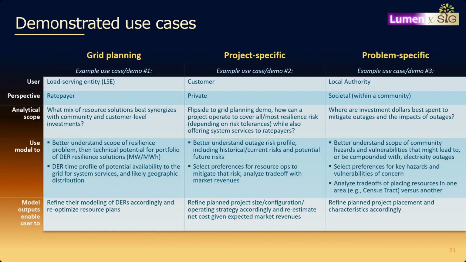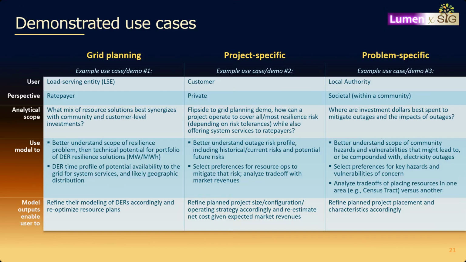Our second demonstration focuses on a project-specific use case. In this example, we will consider a customer with a specific resilience need, aiming to minimize the net cost of a project designed to address this need. So here the scope is somewhat flipped compared to the grid planning demonstration. Instead of optimizing resources to meet bulk grid needs while providing resilience, the key question here is how a project, from the customer's view, can mitigate most of the resilience risk, the outage risk for that customer, while the project also offers some system services to offset the cost on that customer.